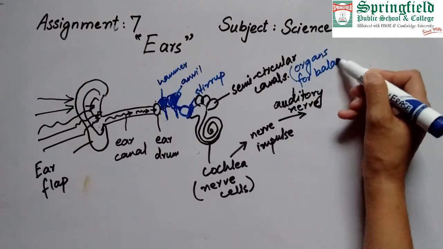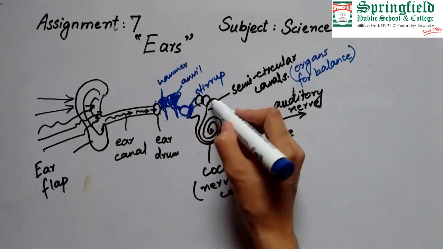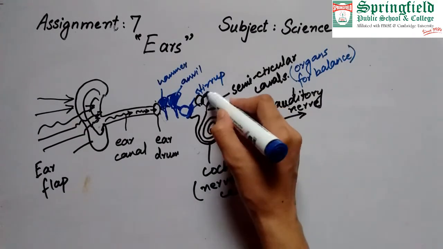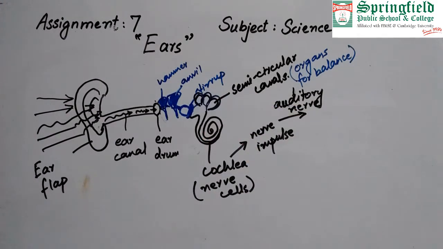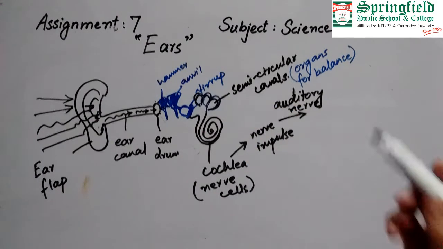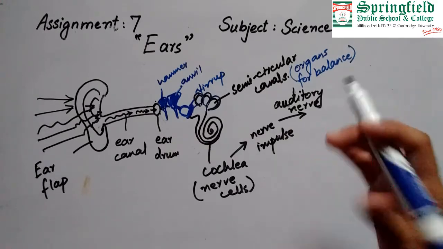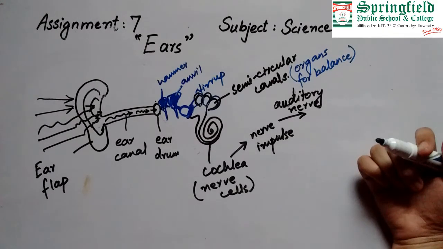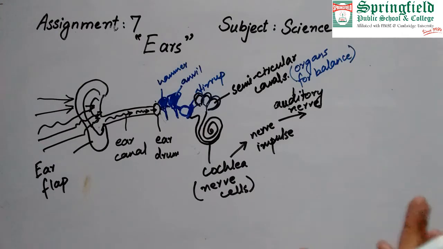How do they balance? There is a fluid inside them. These are tube-like structures. There is a fluid in them and there are some hair cells inside them. This fluid sends the signal to the brain whether the body is in an erect position or not. When the body is not in an upright position, then the brain signals the muscles to keep it upright, and the muscles become stronger. So this is all about the human ear, that it is the organ of hearing plus the organ of balance.